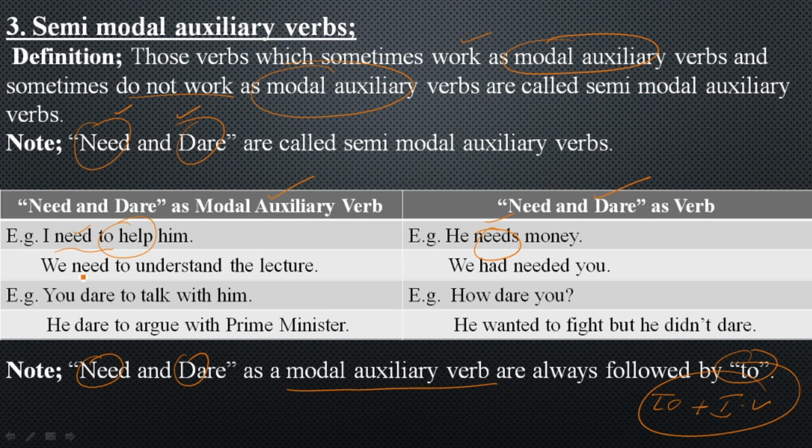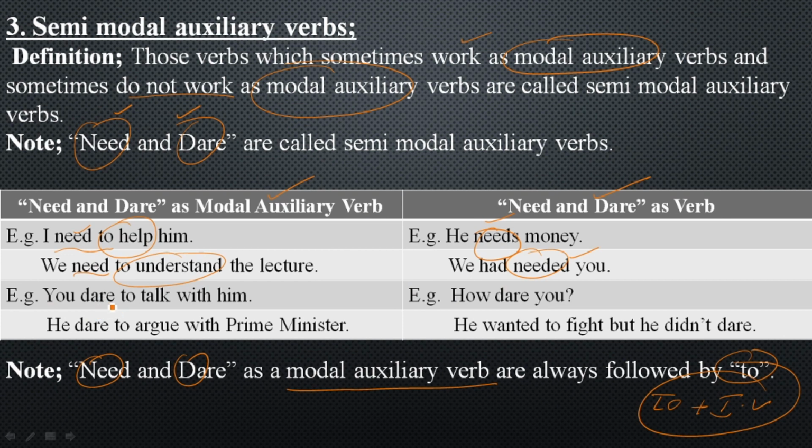In the same way, we need to understand. Need is followed by to understand the lecture. We need to understand the lecture means we should understand the lecture because it is important. And we added needed. Here it is used as verb only.